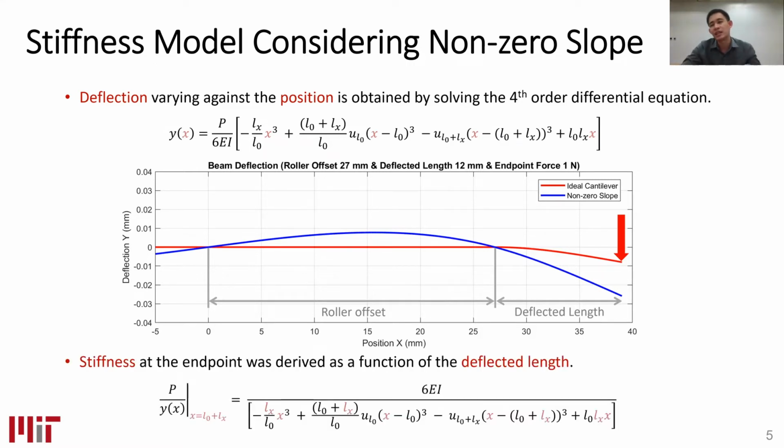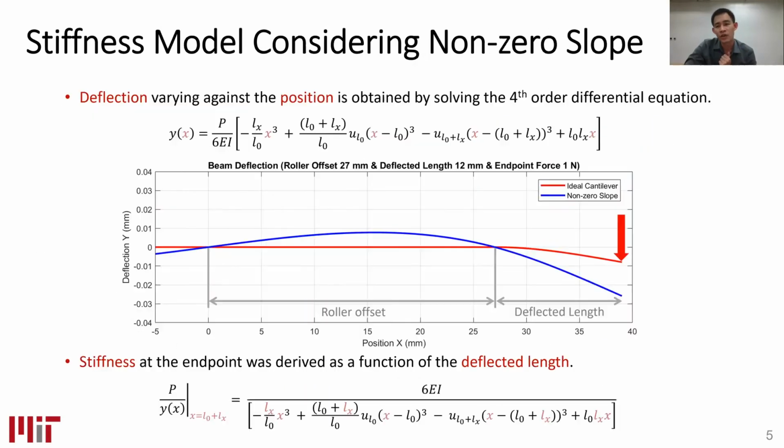So how about the stiffness? The stiffness at the endpoint position is the ratio of the applied force to the vertical displacement at the endpoint position. So we rearrange the equation and we obtain the stiffness as a function of the deflected length. What is the deflected length? The deflected length here is shown by Lx, and x is the position, x equal to L0 plus Lx at the applied force position, and we also measure the vertical displacement at that position.